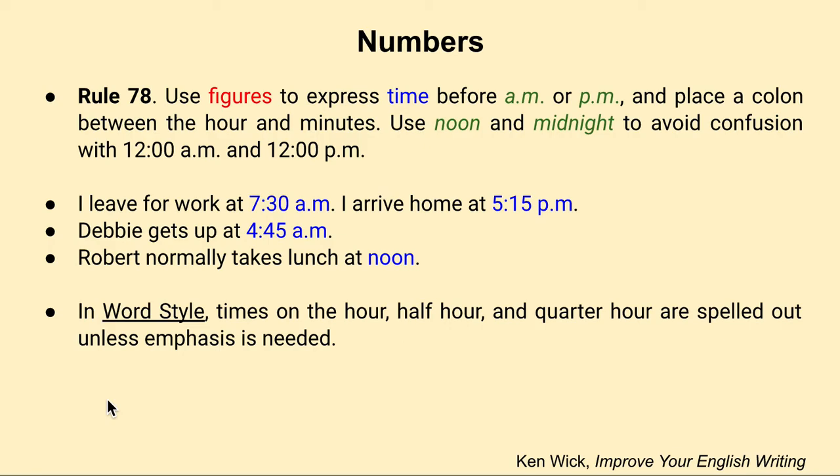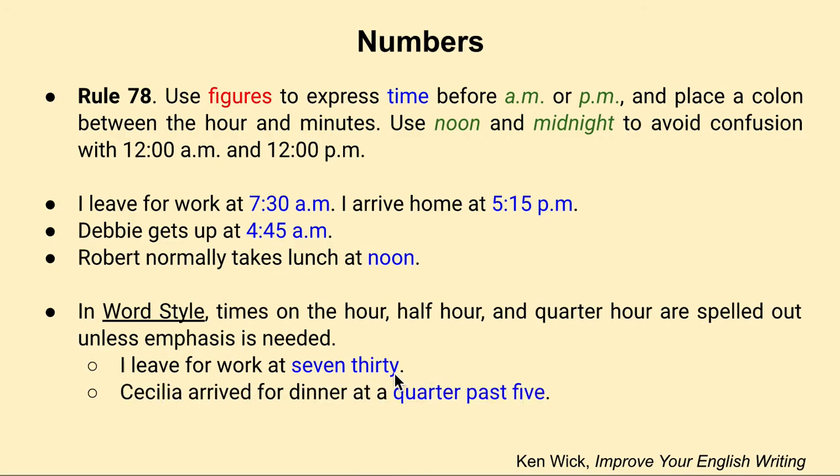In word style, times on the hour, half hour, or quarter hour are spelled out unless emphasis is needed. So even though we say you usually use figures to express time, in word style, times on the hour, half hour, quarter hour, you can spell that out unless you need emphasis. Like, I leave for work at seven thirty instead of writing I leave for work at 7:30 this way. Of course, you're not using AM here. Cecilia arrived for dinner at five fifteen. I mean, this is 5:15, so you could just write it this way.